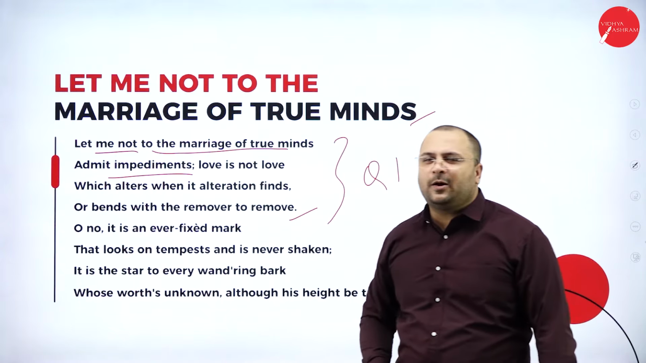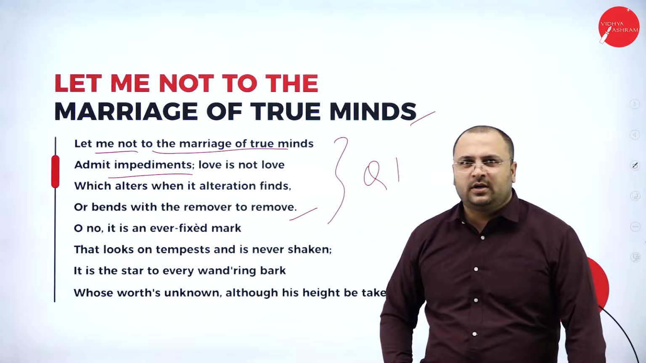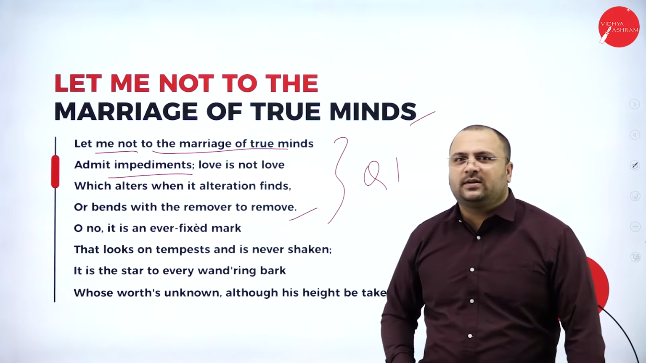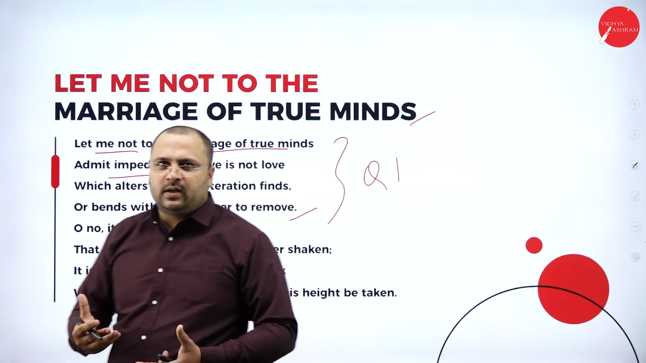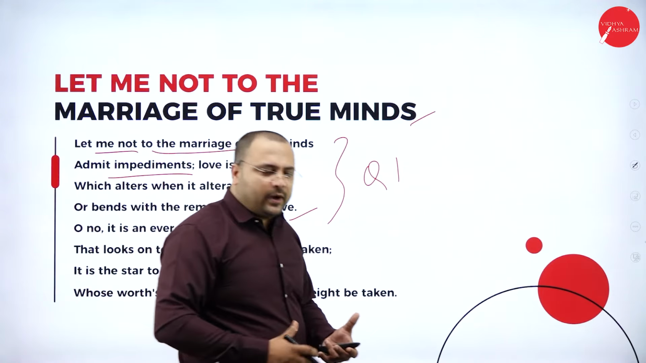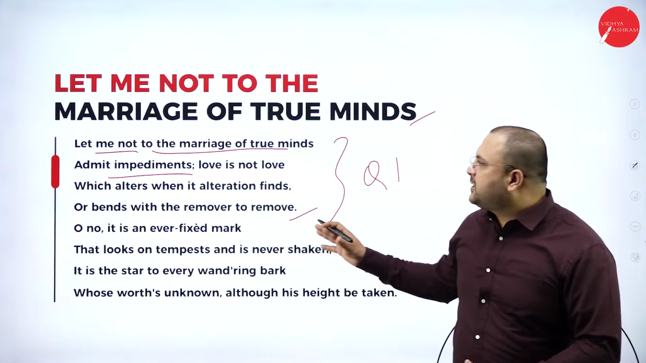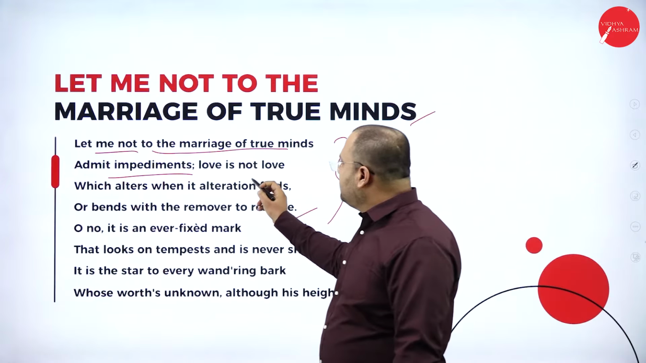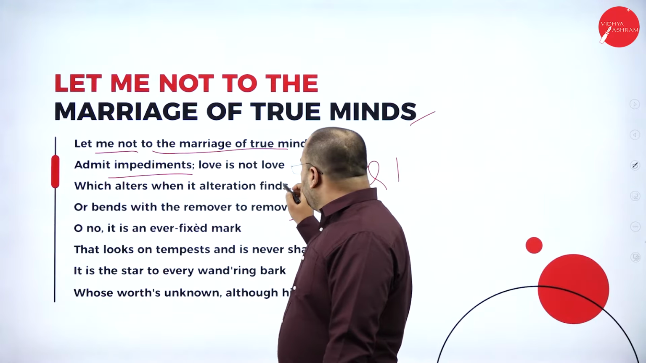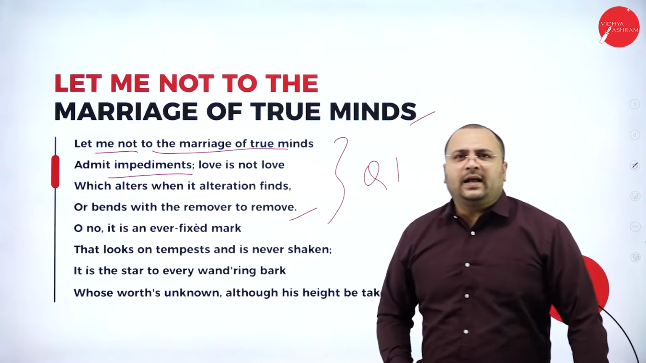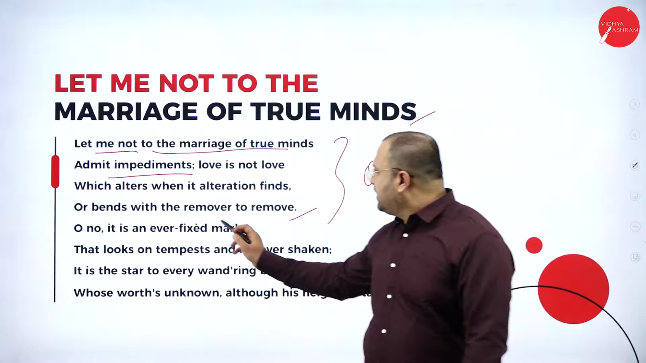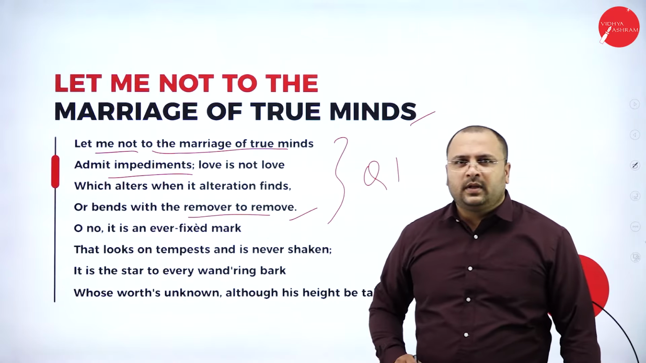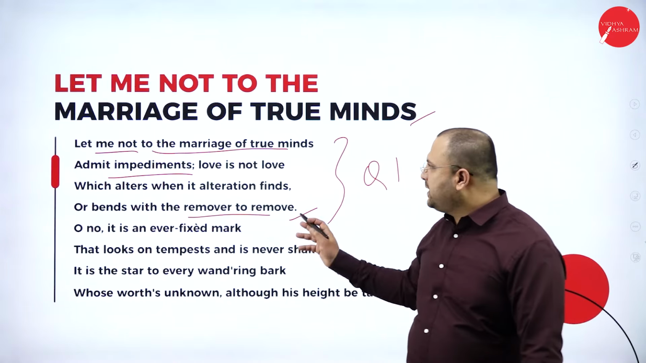Let me not admit impediments to the marriage of true minds. So he says, let me not raise any opposition to the marriage of true minds. What is the meaning of marriage of true minds? It is the coming together of two people who are in love with each other. So I don't have anything to say. This is what William Shakespeare says. Love is not love which alters when it finds alteration. Any love which alters with time or changes with the remover to remove, that is not true love. That is what he says.